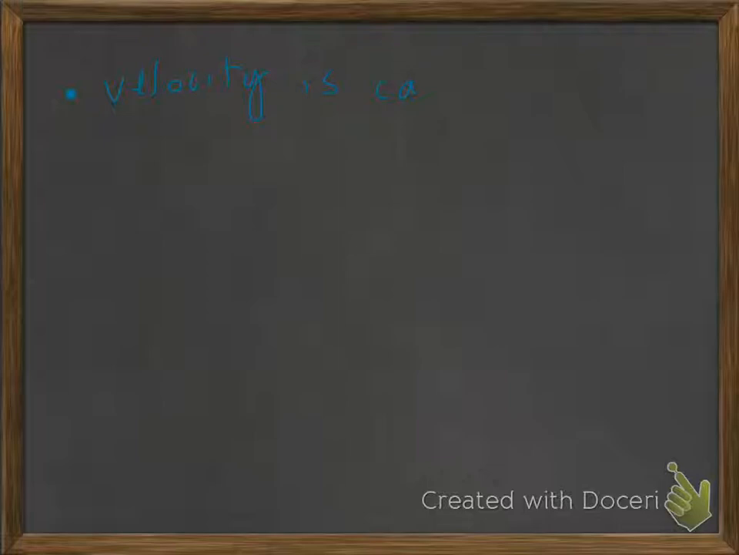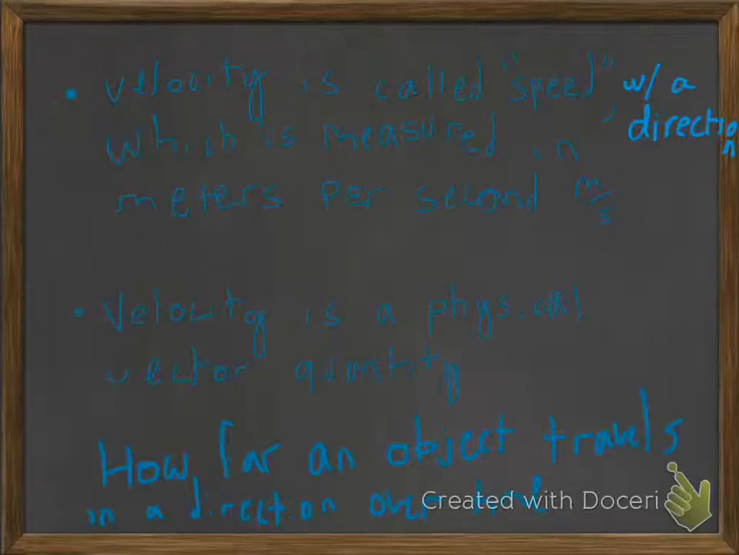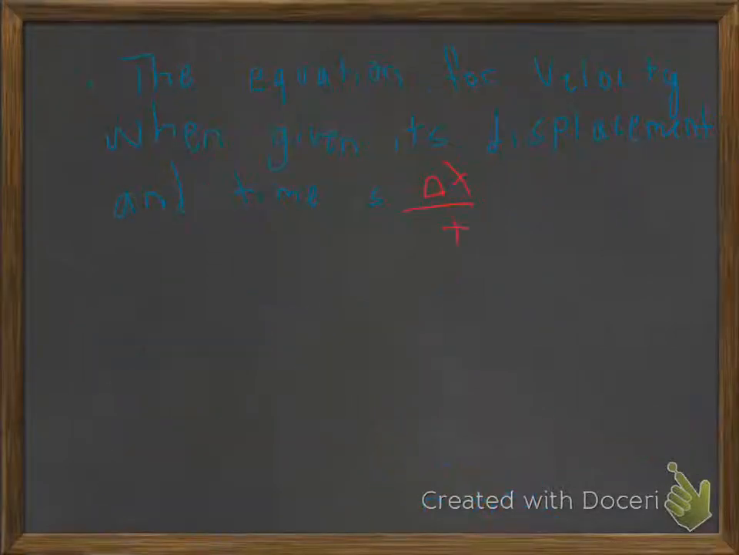So what is velocity? Velocity is called speed in a direction, which is measured in meters per second. Velocity is a physical vector, and it's also how far an object travels in a direction over time. The equation for velocity, when given its displacement in time, is delta x, so the change in the x direction, over the time it takes for that object to move in the x direction.